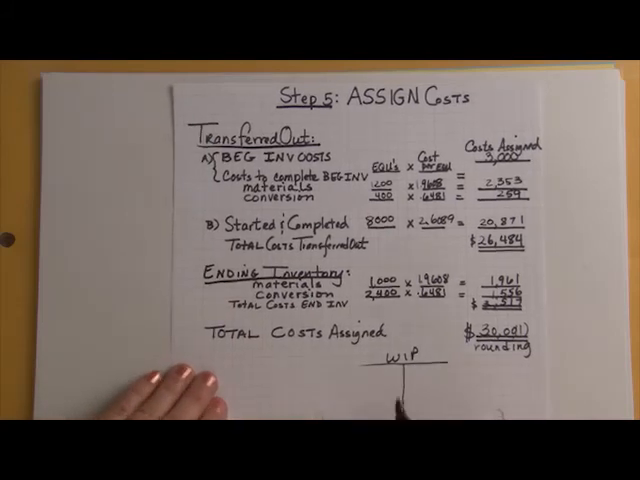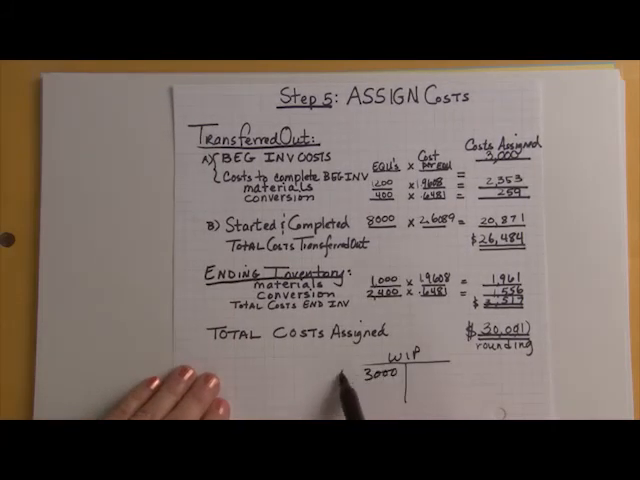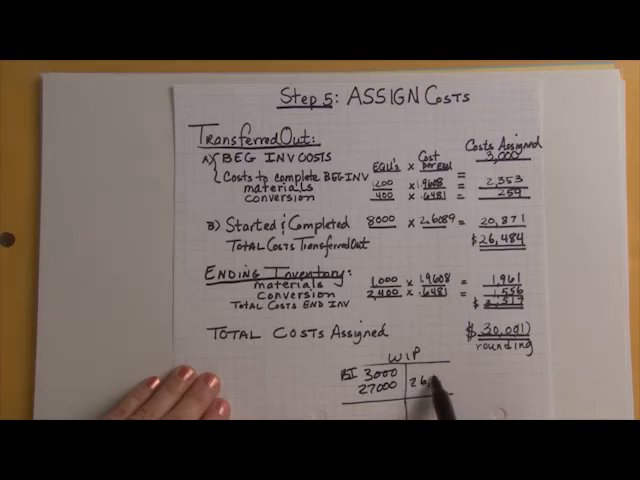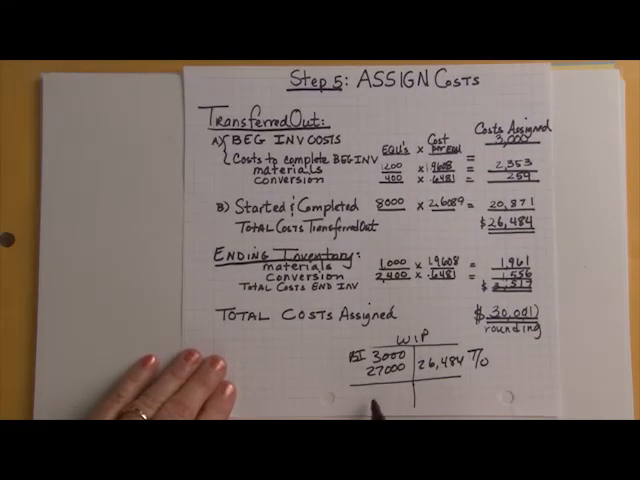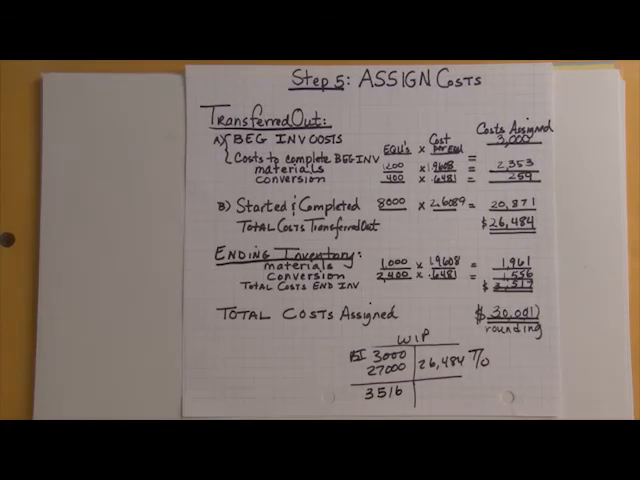To conclude this problem, we had $3,000 in beginning inventory, and then we added in $27,000 of cost this current period. We ended up assigning $26,484 to transferred out, and we ended up assigning, let's just round it here back to 3,516, so it will work out nicely. Our $30,000 has been assigned between transferred out and ending inventory.